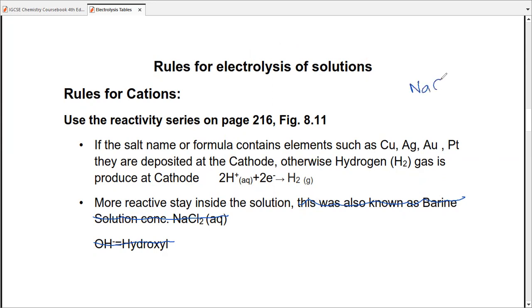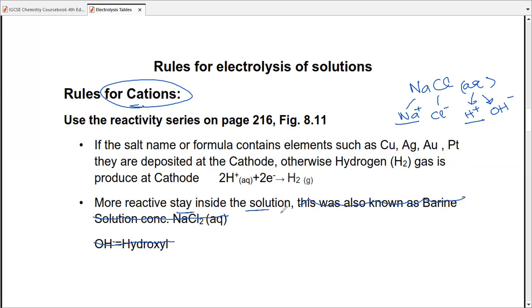The point I'm trying to make, since I started this off with NaCl aqueous, so I'm going to rewrite it. This gives us Na positive ion, Cl negative ion. This gives us H positive ion. Aqueous means water, and OH negative ion. Right now, since we are doing rules for cations, the competition arises between Na positive and H positive. So more reactive stays inside the solution, which means Na positive, since it is more reactive, stays inside the solution. Hydrogen is going to go to the cathode, and hydrogen ions are going to produce hydrogen gas over there. Make sense?